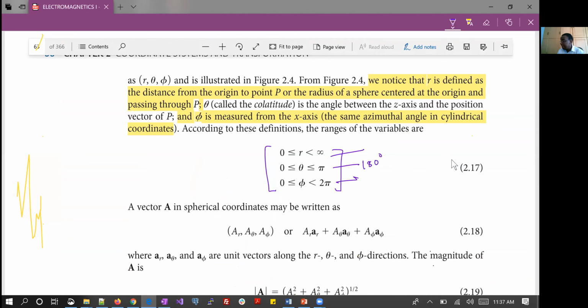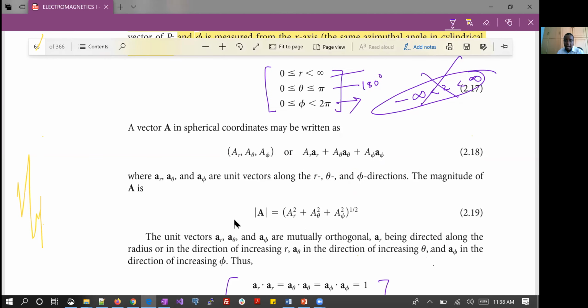And of course, phi is always taking 2 pi as the limit, starting from 0. Notice that again in the spherical, we don't have anything moving from negative infinity the way Z was moving. So this does not happen in spherical.